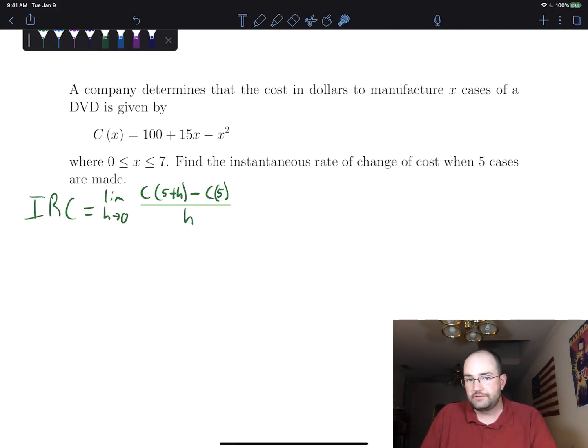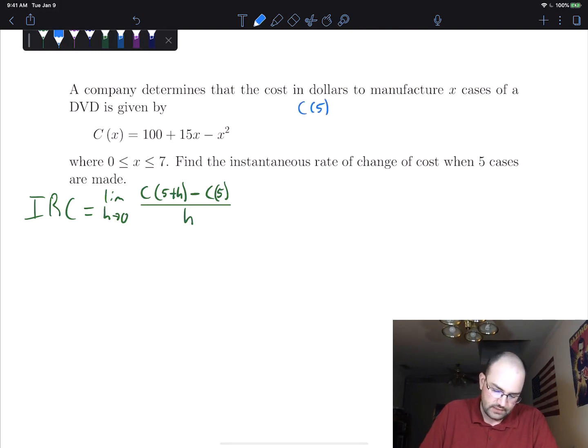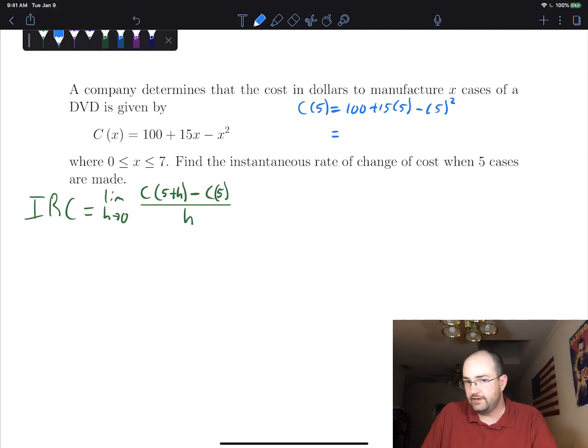Now to do this, we need to figure out what is c of 5 plus h and c of 5. So let's do c of 5 up here. c of 5, just plug it in. So it's 100 plus 15 times 5 minus 5 squared. That's 100 plus 75 is 175. Minus 5 squared is 25. So 175 minus 25 is 150.